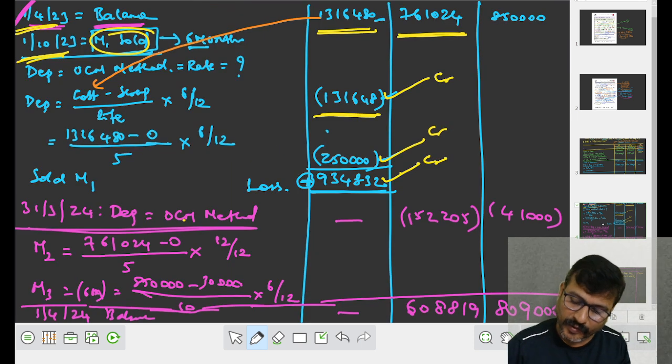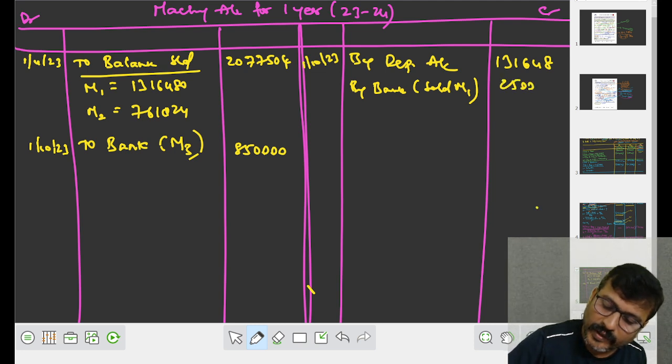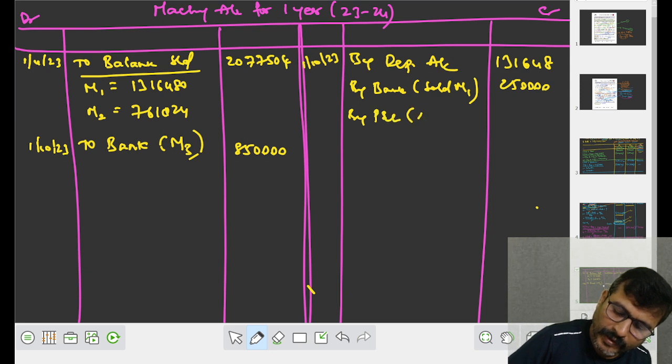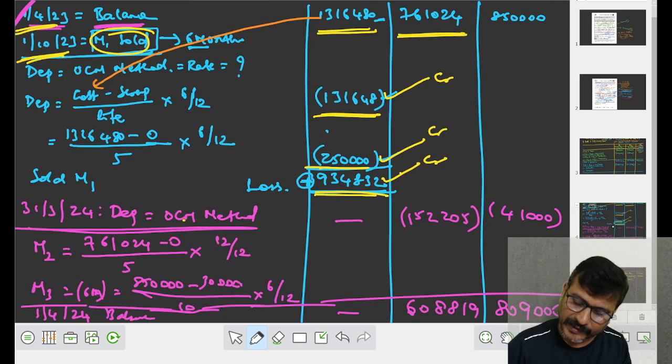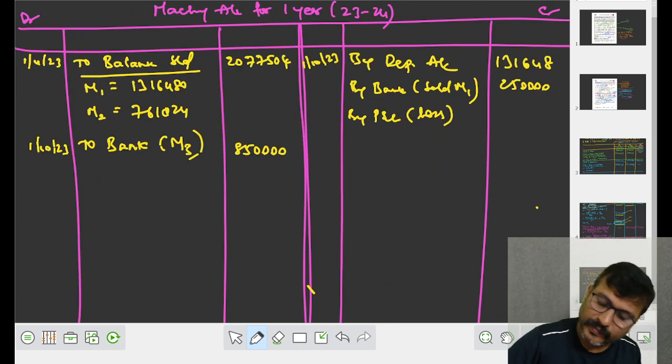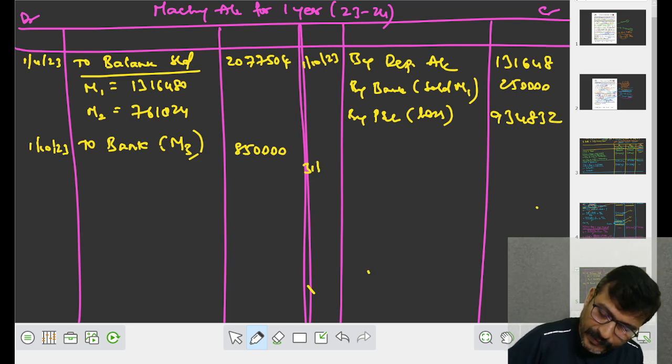See, M1 is sold for 2.5 lakh, right? Then by profit and loss as a loss. Loss is how much? 9,34,832. बाद में क्या किए आप?